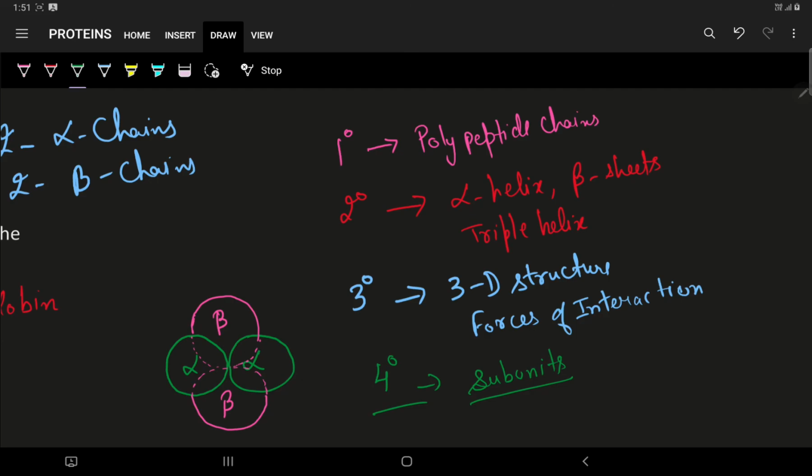So I hope students it's clear to you all now how the structure of proteins is made up, how do they look. I hope you learned them correctly and keep practicing them.